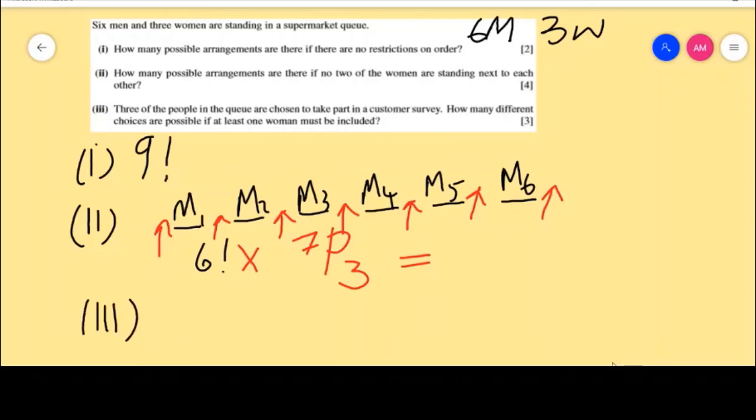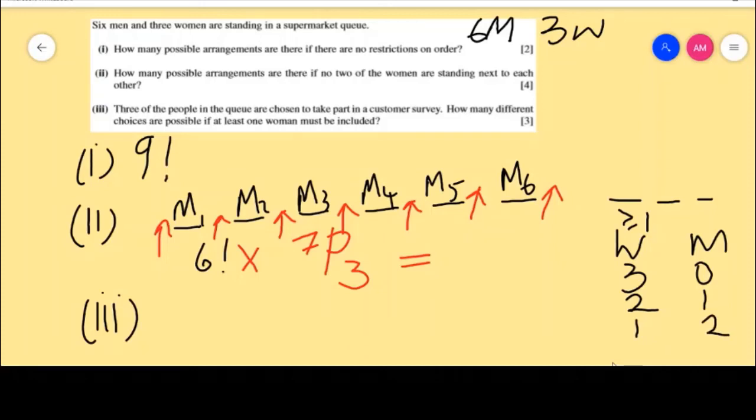Part 3. 3 of the people in the queue are chosen to take part in a customer survey. So you need 1, 2, 3. How many different choices are possible if at least 1 woman must be chosen? At least 1 woman. So woman, men. So you need at least 1. So either I can have all 3 and 0, or I can have 2 and 1, or 1 and then if I've got 1 there, it means I will have 2. Right. So there I have at least 1 woman.